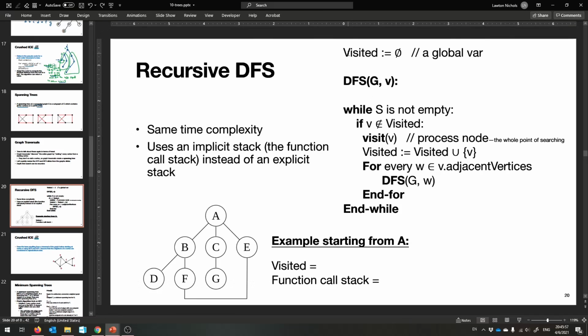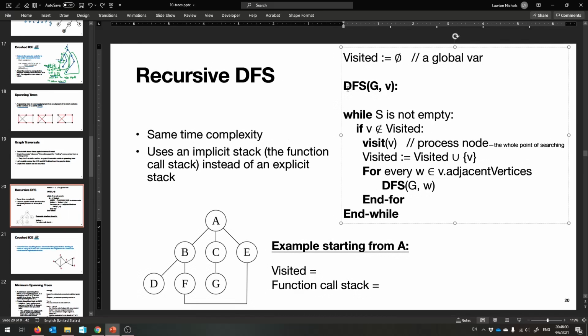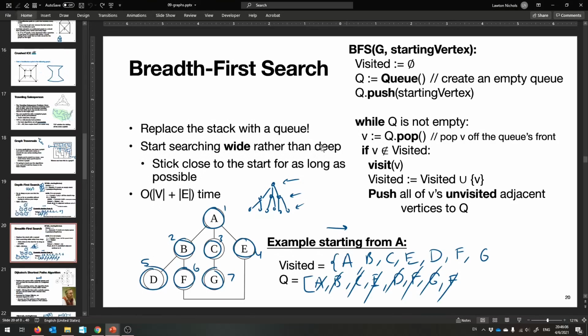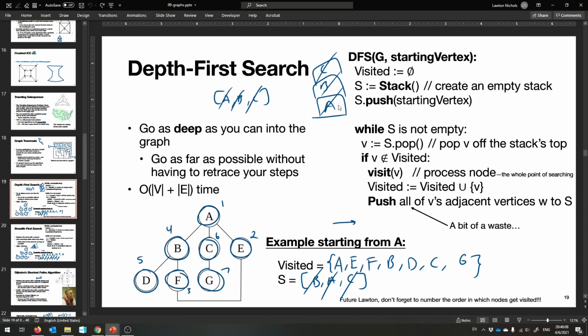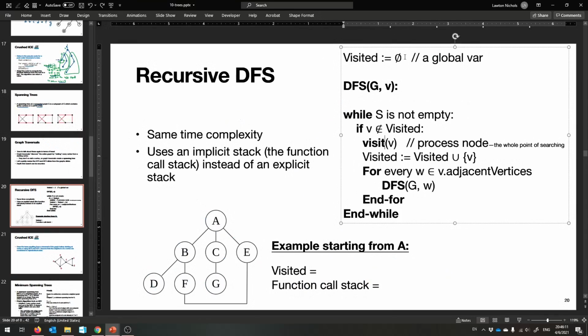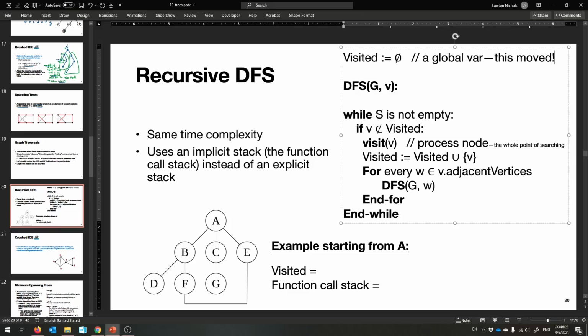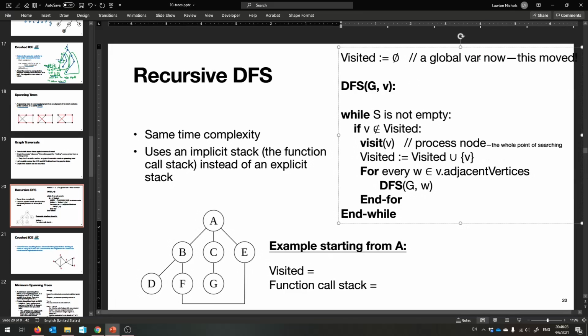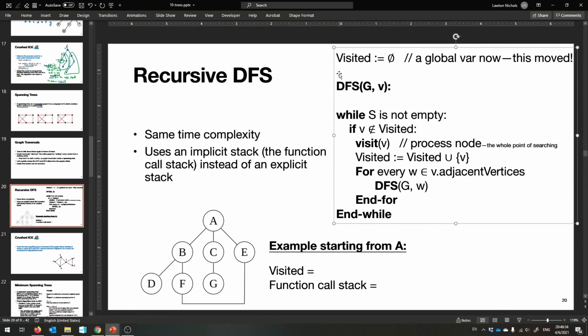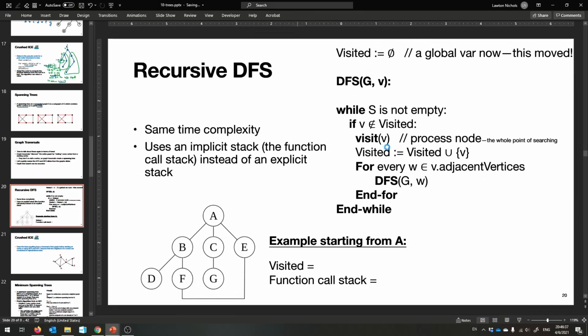Okay, so let me show you this one. All this stuff, DFS. Are you ready? One thing that you have to do differently, because this is now recursive, is you've got to plop visited outside. It's got to be global, okay? Because otherwise you're going to keep calling DFS. You can't keep making your visited set empty every time you make a recursive call. So that is moved. Maybe I should say global var now. Okay, I'm happy. All right, so that is DFS.